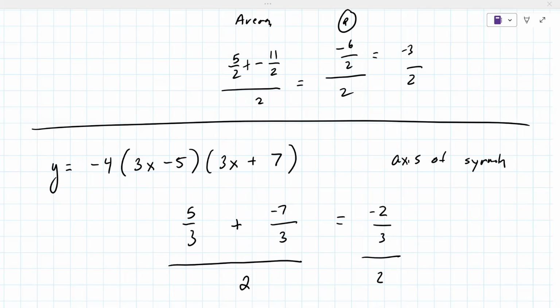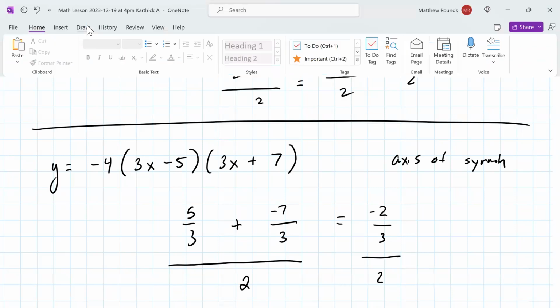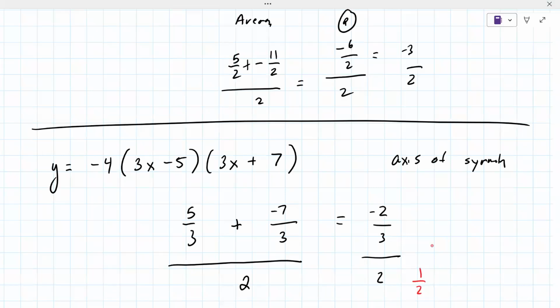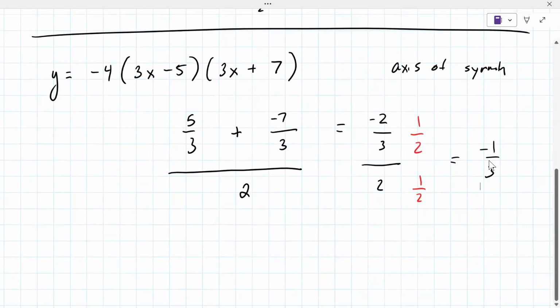What'd you come up with here? I got -2/6, which can simplify to 5/2, 5/2, so 1/-3, so or -1/3.